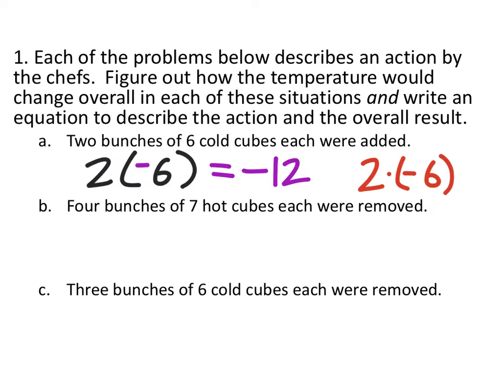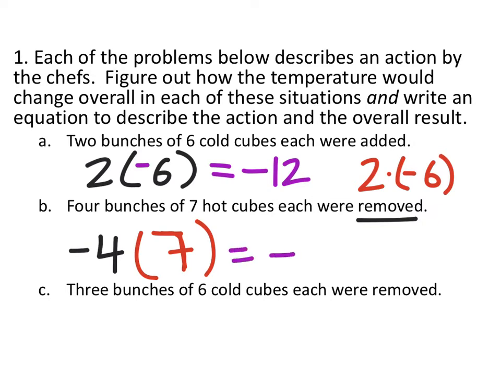So next up, 4 bunches of 7 hot cubes were removed. So there's still 7 hot cubes, so that's still a 7 right there. But since it was 4 bunches and they were removed, we're going to show it as a -4 right there, because since we're removing hot cubes, it really is going to have the effect of reducing the temperature, in this case by 28 degrees, okay?